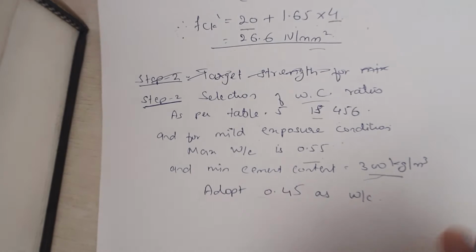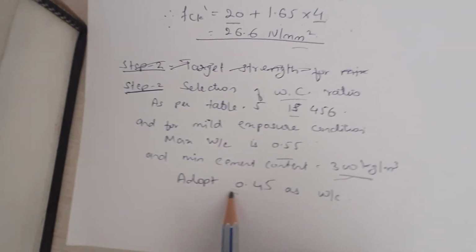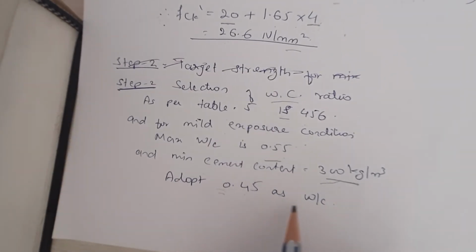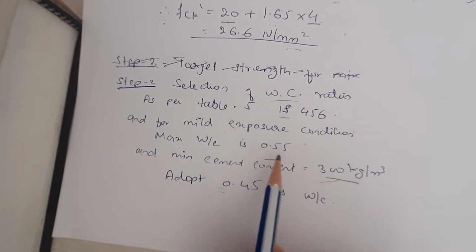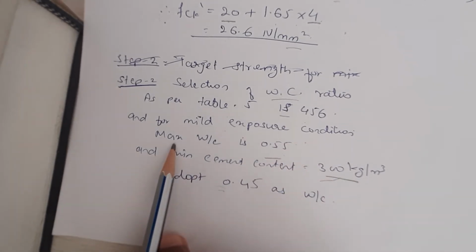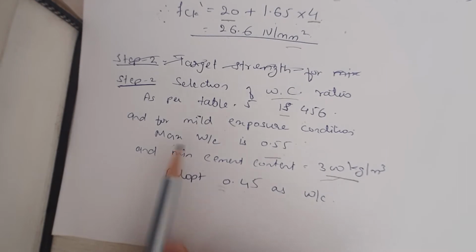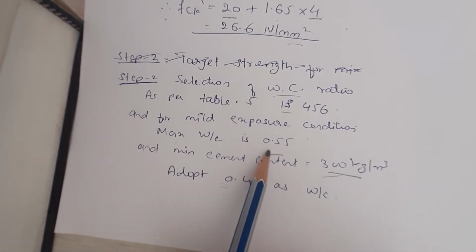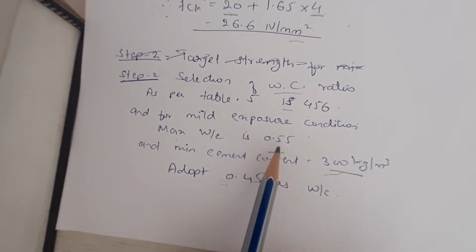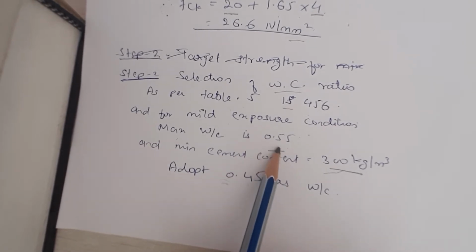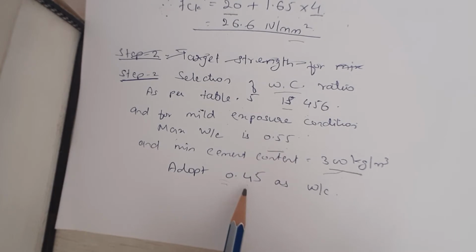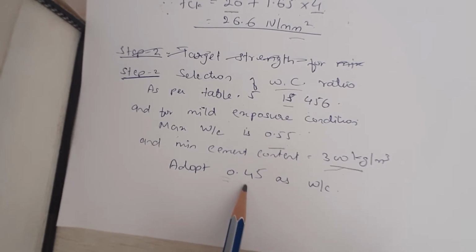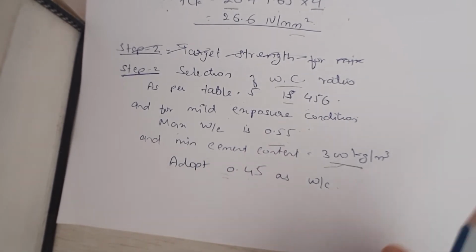We can take as per the standards. Here I have assumed the water cement ratio as 0.45 as it is less than this, because the IS code says that for M20 grade of concrete, as per table number 5, the maximum water cement ratio is 0.55. So we have to adopt a value less than this. So I have taken 0.45 as the water cement ratio.